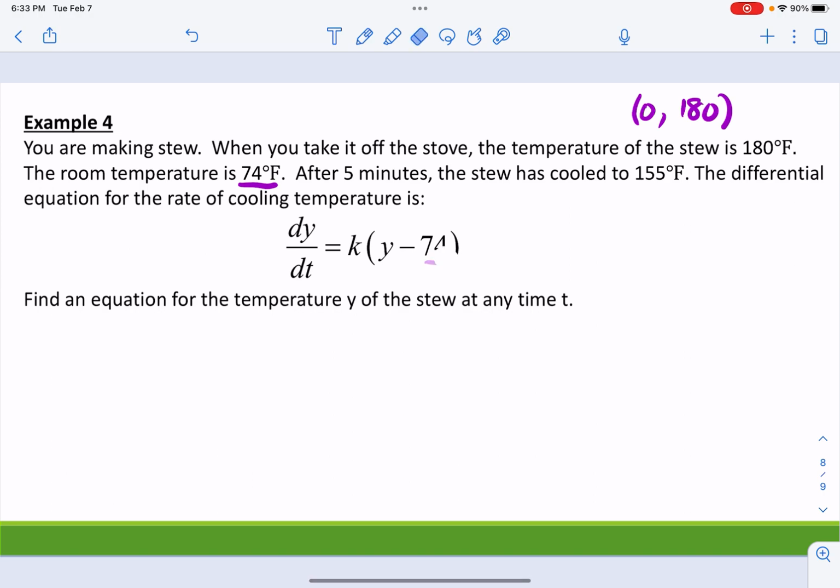The reason it gave us this is because typically on the AP exam, that's what they'll do, is they'll give you what the differential equation is. And then I want to find an equation for the temperature y of the stew at any time t. Okay, so let's see if we can do this. So we want to separate out our variables.